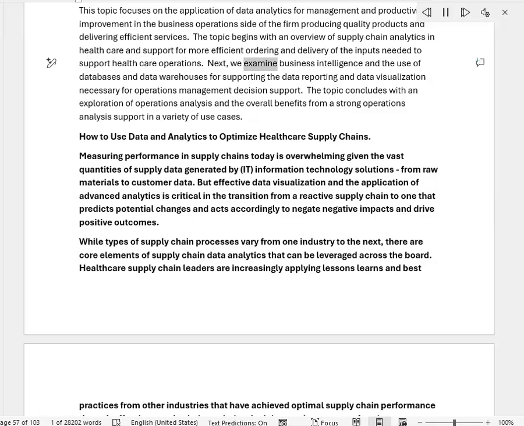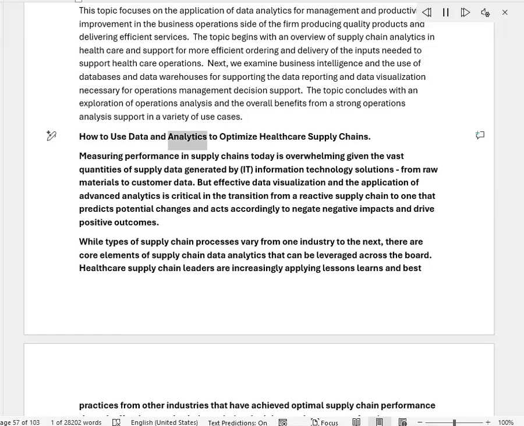Next, we examine business intelligence and the use of databases and data warehouses for supporting the data reporting and data visualization necessary for operations management decision support. The topic concludes with an exploration of operations analysis and the overall benefits from a strong operations analysis support in a variety of use cases.